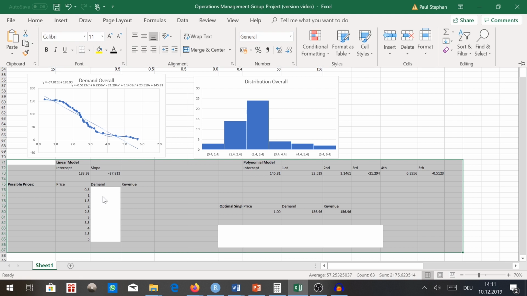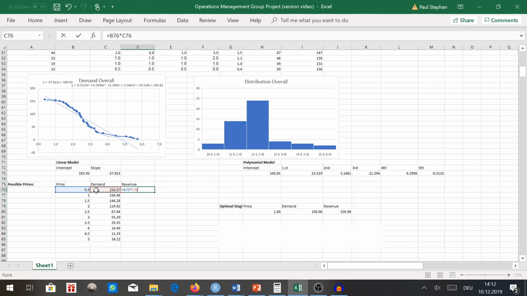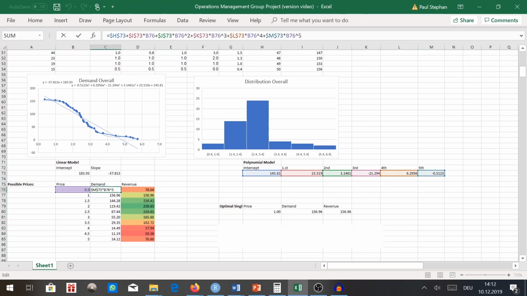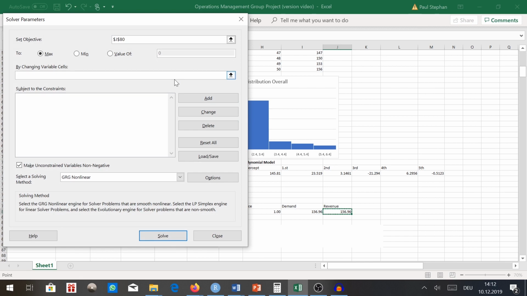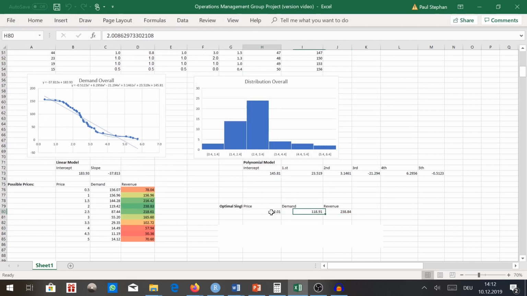Using the equation, we can calculate the revenue for some possible price points. The color coding gives us a hint where the optimal price lies. Using the Excel solver, we can get the best price precisely, 2 francs and 1 Rappen.